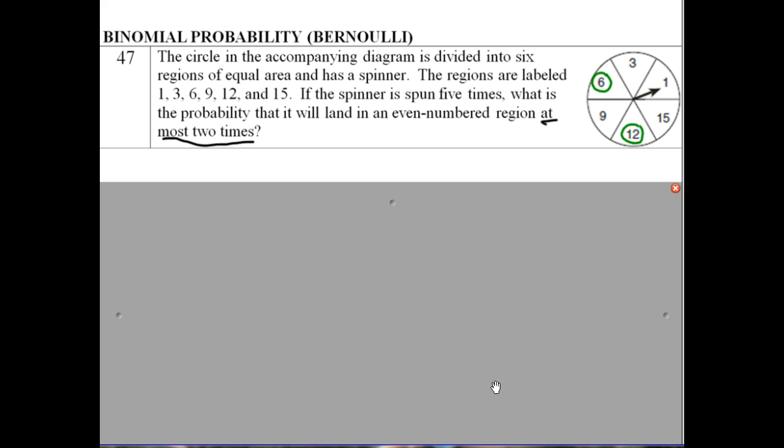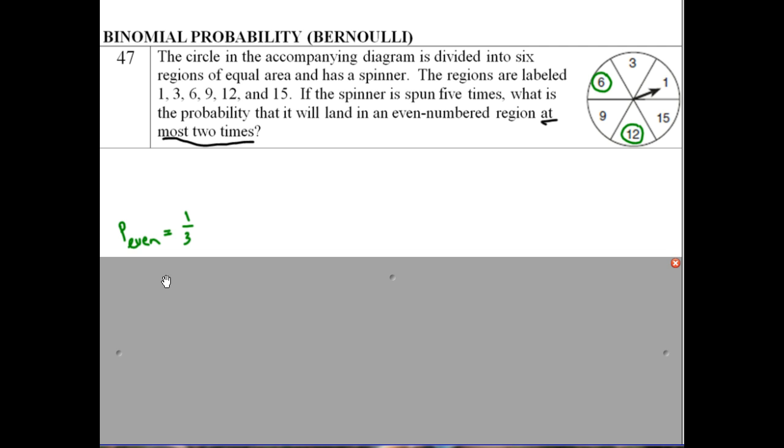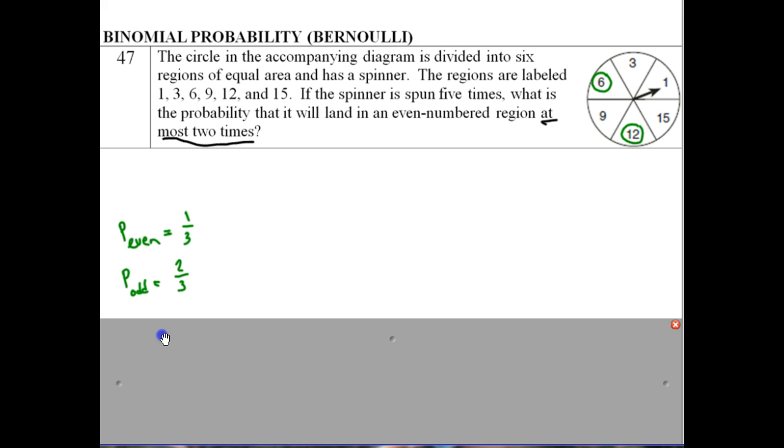This question is complicated by the fact that it says at most 2 times out of 5. Well, first off, we have to find the probability of any such spin landing in an even numbered region. So hopefully you can see that the probability of it landing in an even region is 1 out of 3, and the probability of it being in an odd is 2 out of 3.